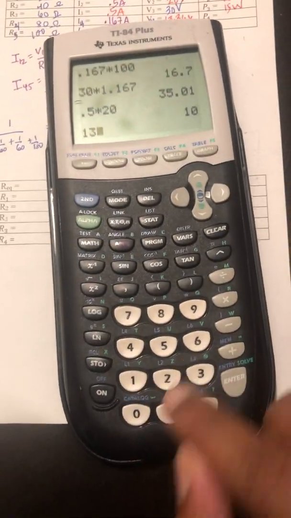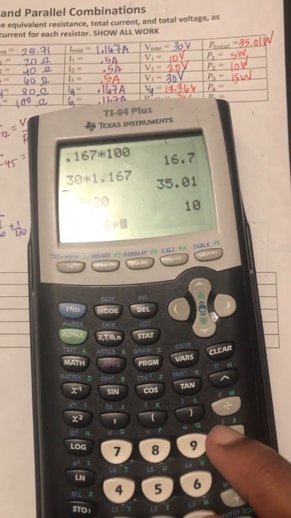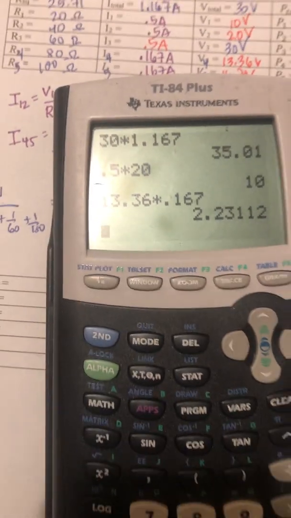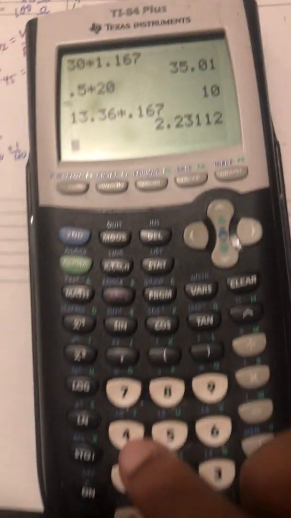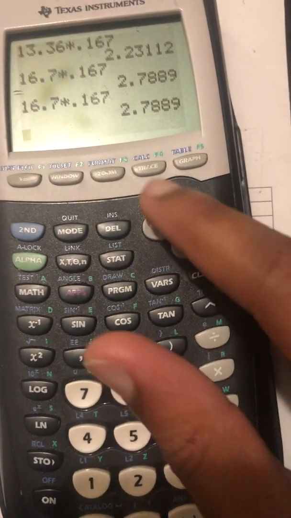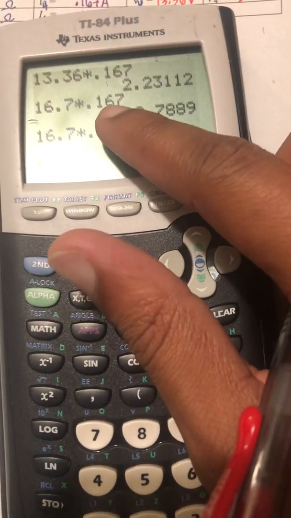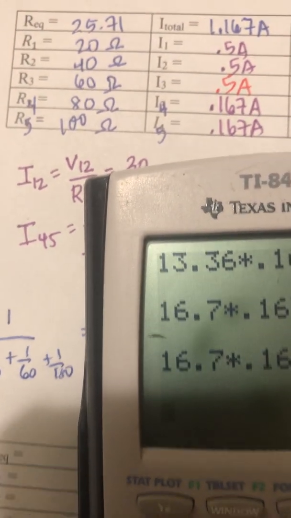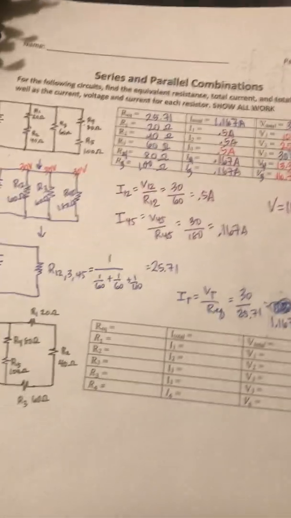13.36 times 0.167 gives me 2.23 watts. And then 16.7 times 0.167 gives me 2.79 watts. All right, so we just did our first series parallel combination. All right, time to move on to the second problem.